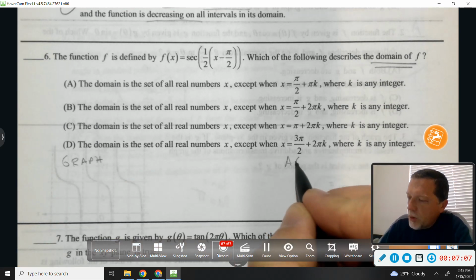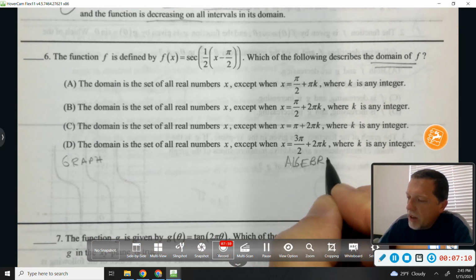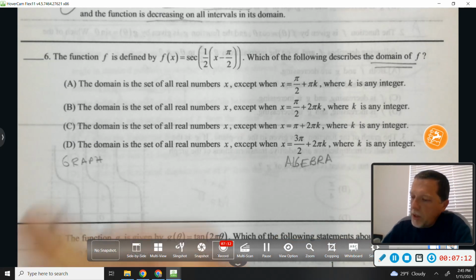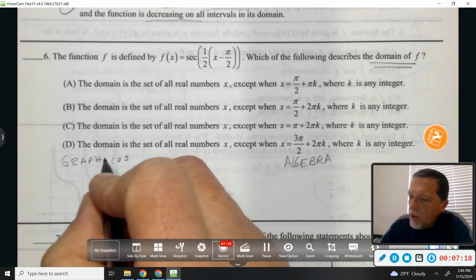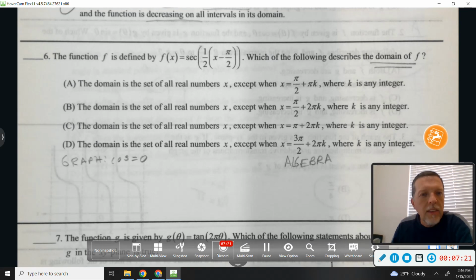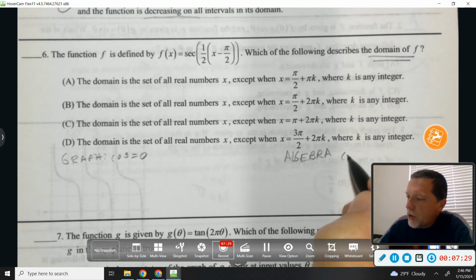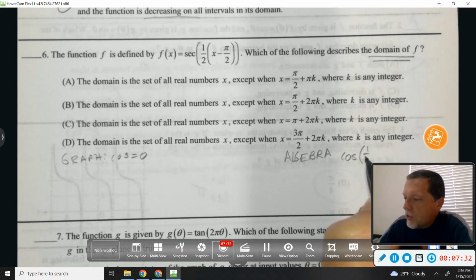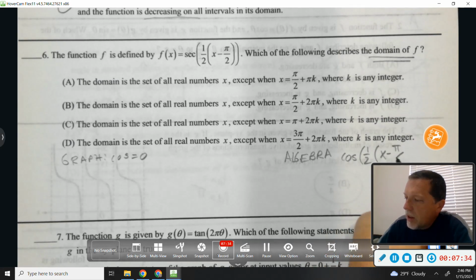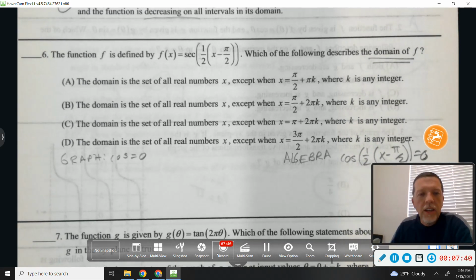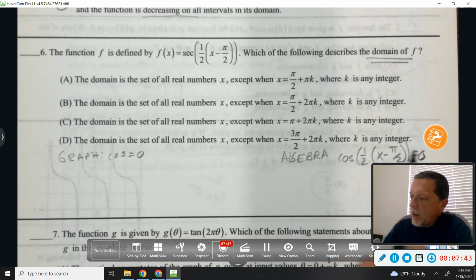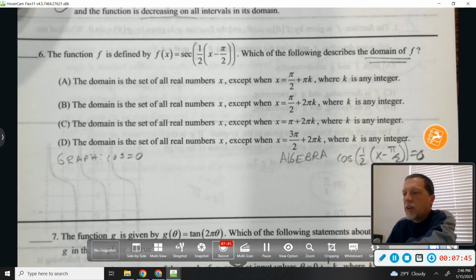I guess I'll just do both of them, because I don't even know which way I'd prefer without having to do them both. One would be graph, and maybe just graph of cosine, and I'm looking for where cosine is 0, because then secant wouldn't exist. So it would be everything except wherever cosine is 0. Kind of an algebra approach is really the same question. Where is cosine equal to 0? And then secant would be undefined wherever cosine is 0. So I can kind of go in a formula approach, or I can go a graphing approach.